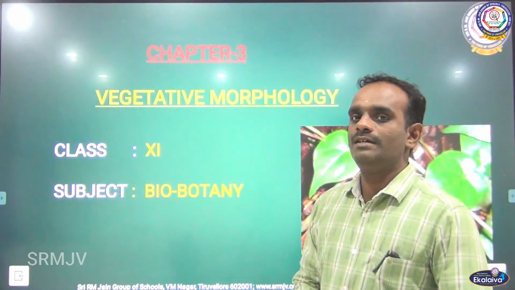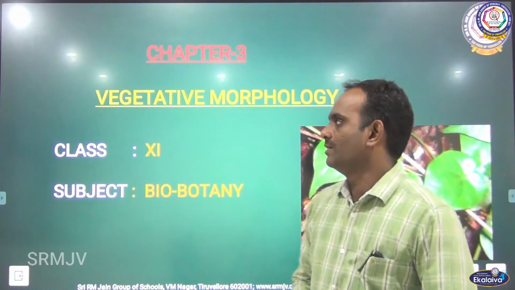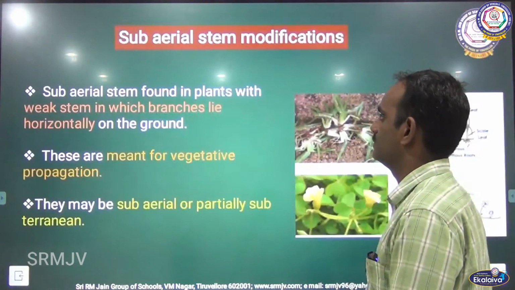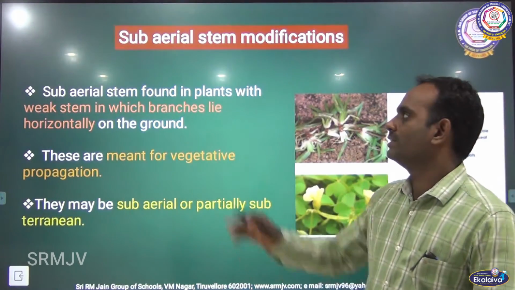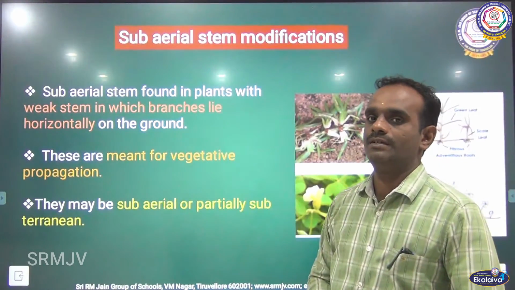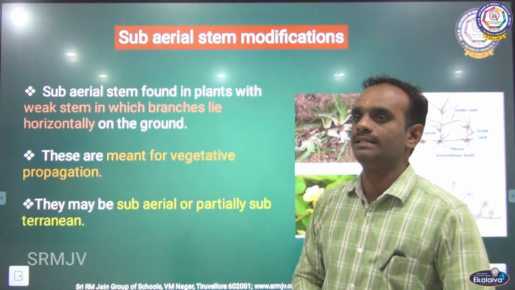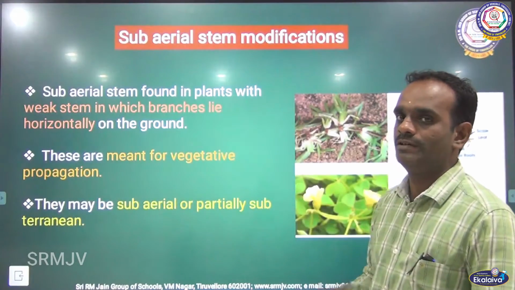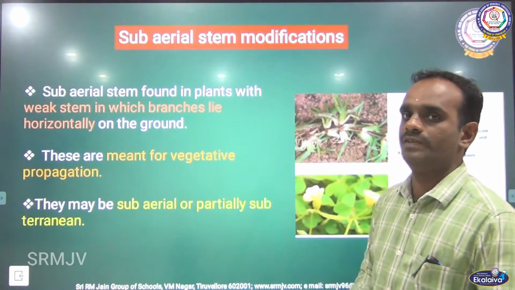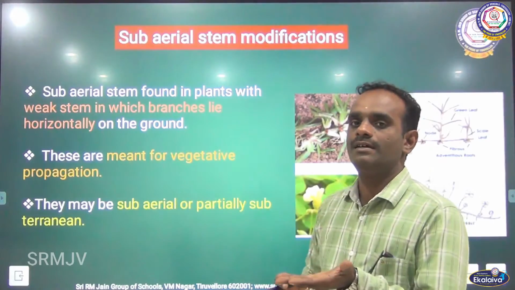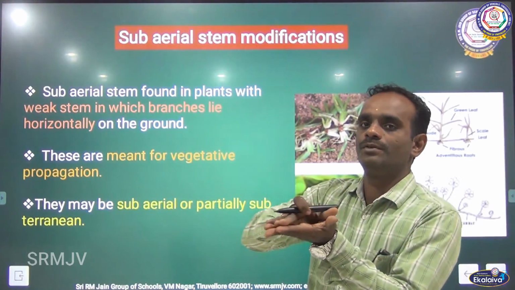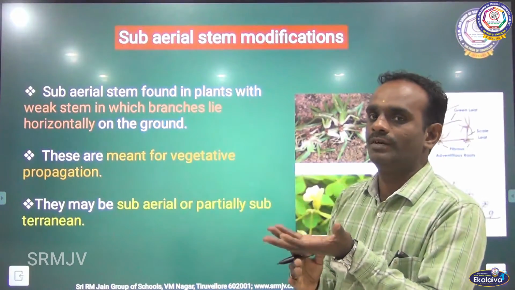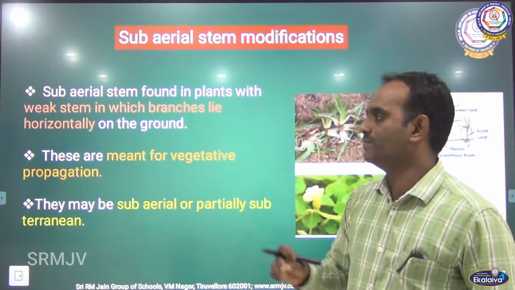For the class 11 subject Bio-Botany, we are seeing the chapter Vegetative Morphology. Today we are going to discuss subaerial stem modification. In the last class we completed aerial stem modification. Now we are going to see subaerial stem modification. What is aerial, children? Aerial means the stem which grows upward, above the ground level.